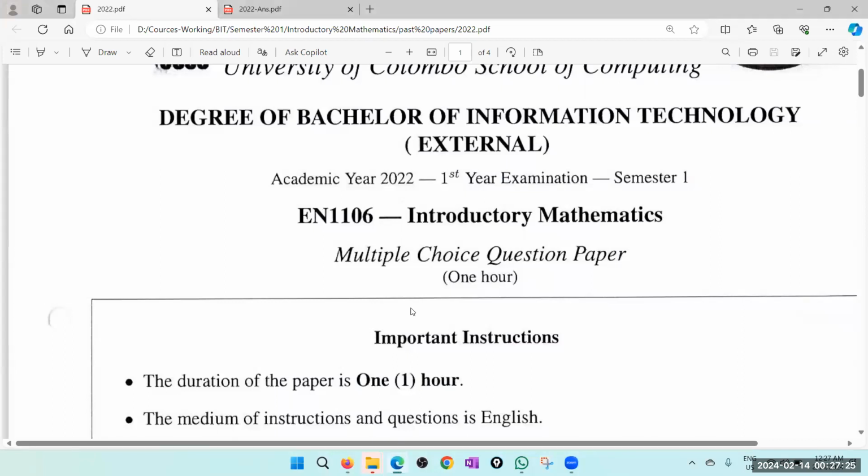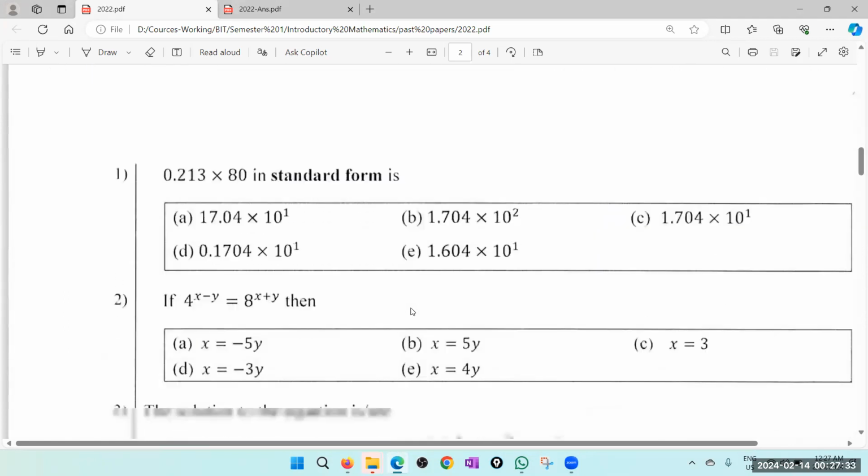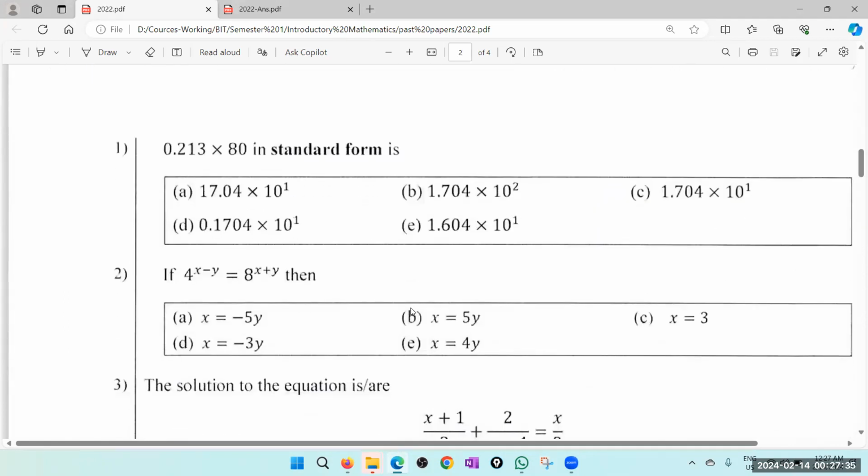Okay, so let's quickly go through the 2022 introductory maths paper. Okay, and so we will start with question number 1. So it's a very simple question, 0.213 into 80 in standard form. So standard form means normal form. Okay, so first we will multiply it by 80.